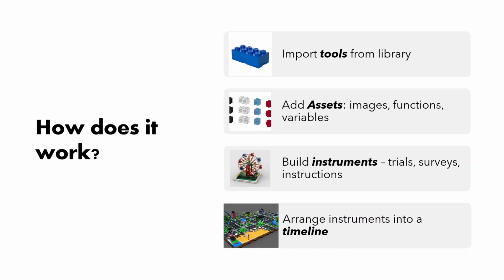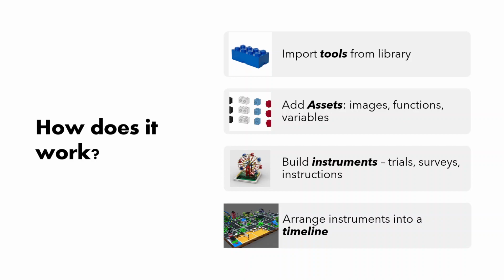What you then do is you use the tools and the assets to create an instrument. So this is sort of the Ferris wheel, the standalone thing that somebody is going to be engaging in. So this can be a survey, it can be the instructions, or it can be a trial where you're showing somebody the sequence of images and they're having to classify each one.